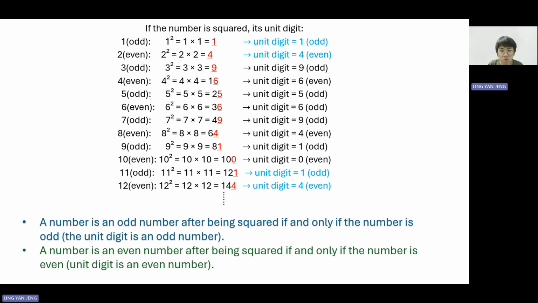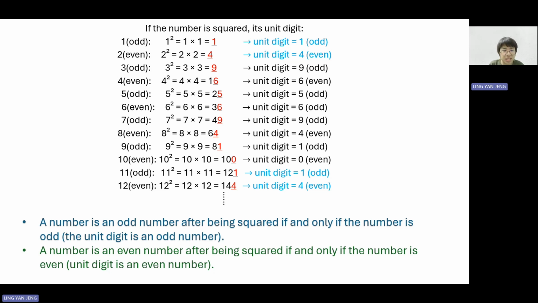Now let's square numbers. 1 is an odd number, 1 squared equals 1, which is also odd. 2 is an even number, 2 squared equals 4, which is also even. 3 is odd, 3 squared equals 9, which is also odd. 4 is even, 4 squared equals 16. Since the unit digit of 16 is 6, 16 is an even number. The list goes on, but we realize that from 11 until 20, it has the same pattern as when we square 1 to 10.